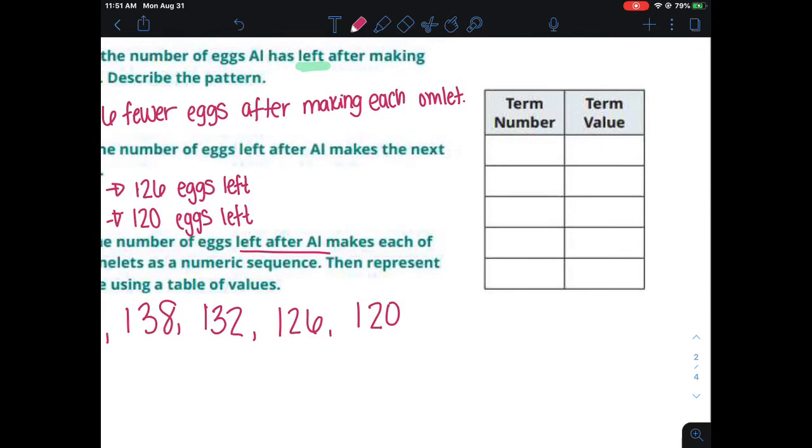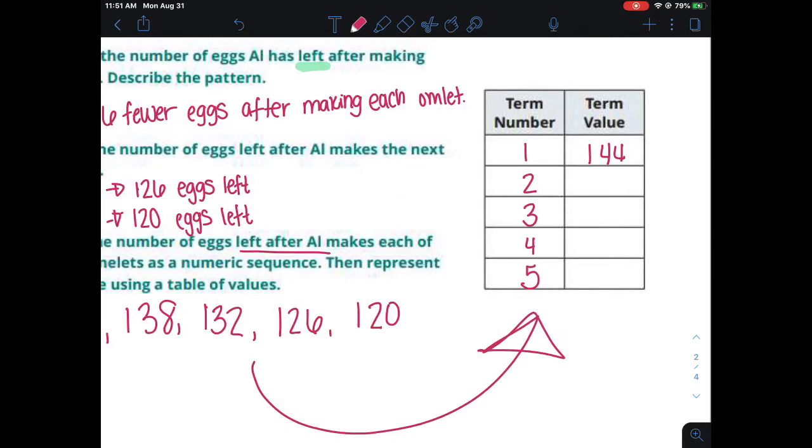So now we need to represent this in the table of values. Term number is always going to be just 1, 2, 3, 4, 5. And we'll list 144, 138, 132, 126, 120. So after the first omelet, he has 144. After the second omelet, he has 138, so on and so forth, till we get to after the fifth, he has 120.